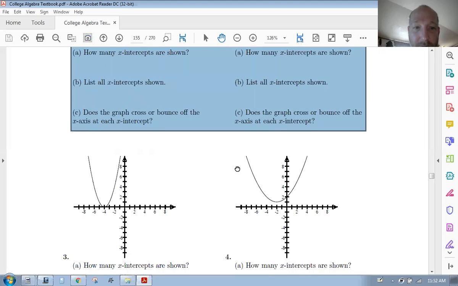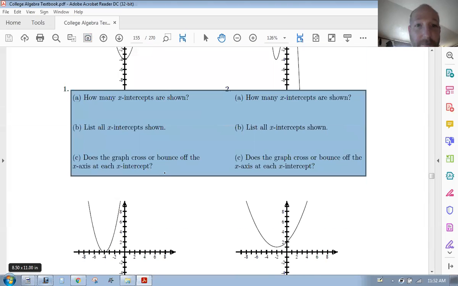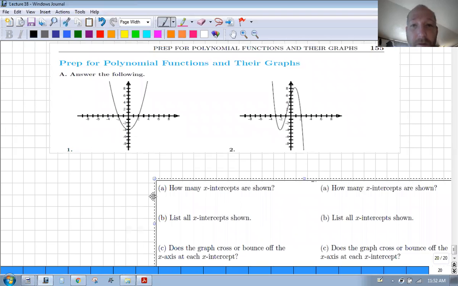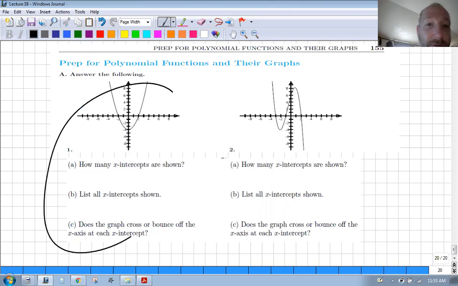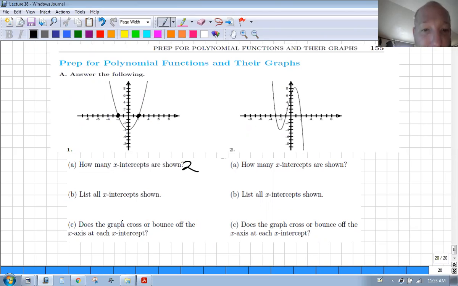Down here, let's put 3 and 4. All right, how many x-intercepts are shown? So for number 1, there are 2. List all x-intercepts shown. Well, we got (-2, 0) and (2, 0). Does the graph cross or bounce off the x-axis at each x-intercept? Well, they cross.